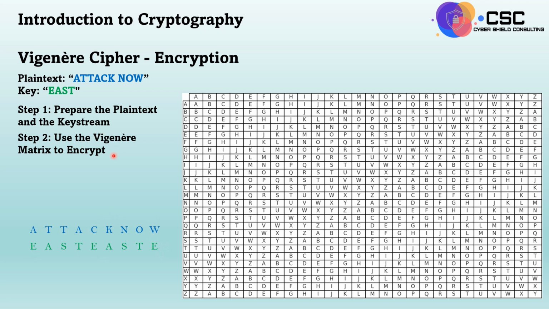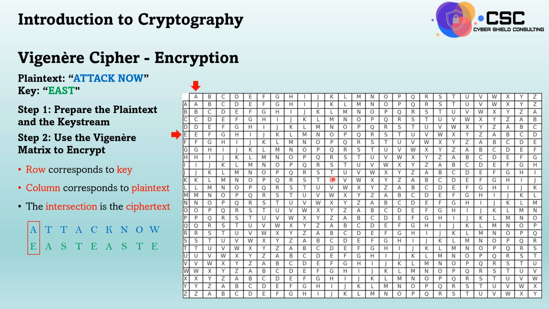Now we'll use the Vigenère matrix to encrypt. This is the matrix on the right. We have 3 simple rules to look at. The rows, from A to Z, correspond to the key. The columns, and this is the second rule, correspond to the plain text. So columns A, B, C to Z correspond to the plain text. The intersection between the rows and the columns is the ciphertext. It's as simple as this. So let's see how we do encryption using the Vigenère Cipher.